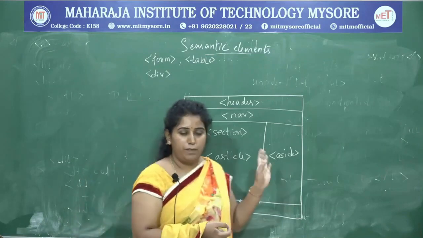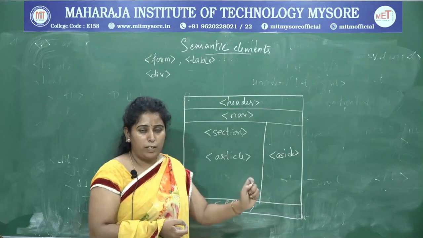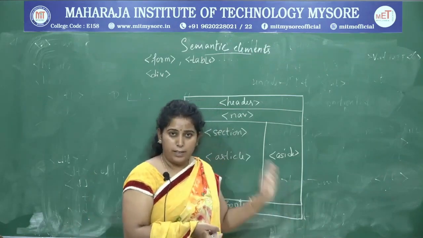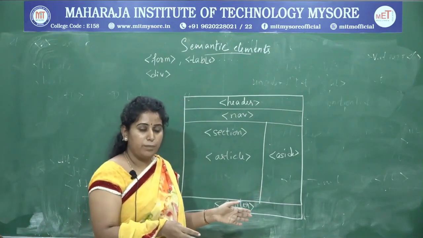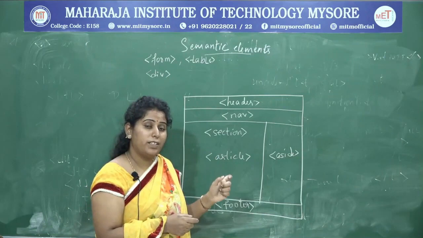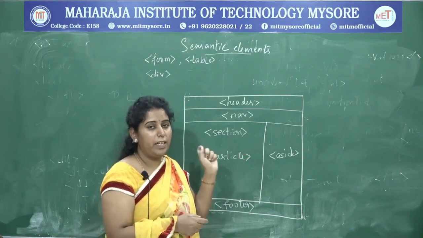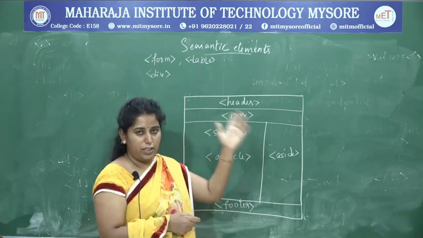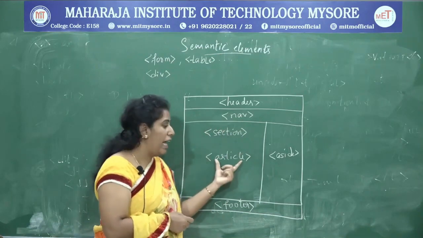Let me take an example of 7th semester students. In 7th sem, I think there are about 120 to 130 students. All those students are sitting in the same class? No. We have divided into several sections. Is it right? So that is what section means. It is a thematic grouping of contents. Okay, typically with heading. For example, section A, section B, section C. So that is what section, and also it contains a heading.